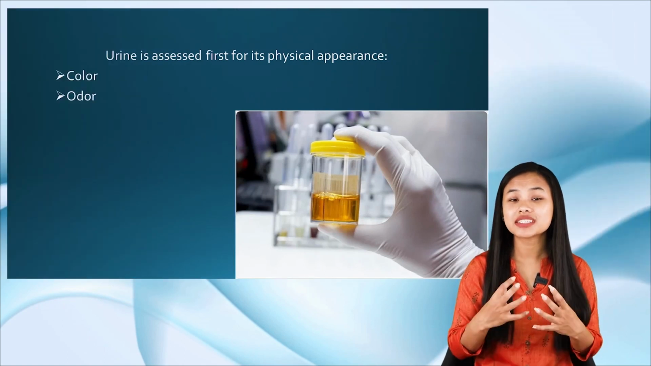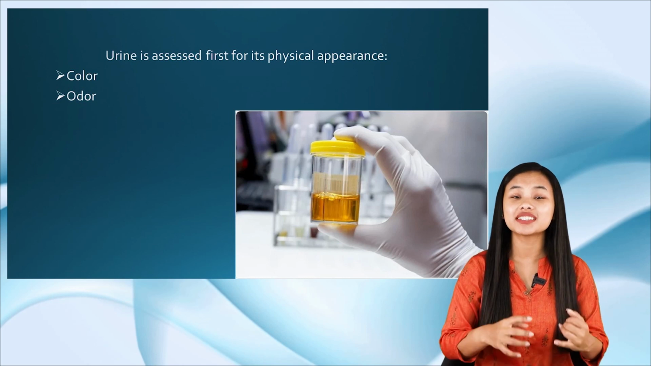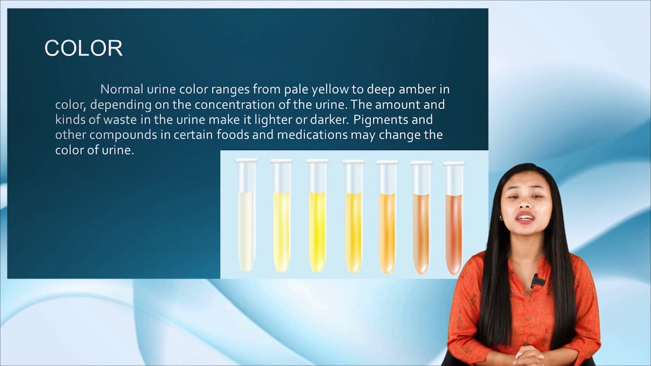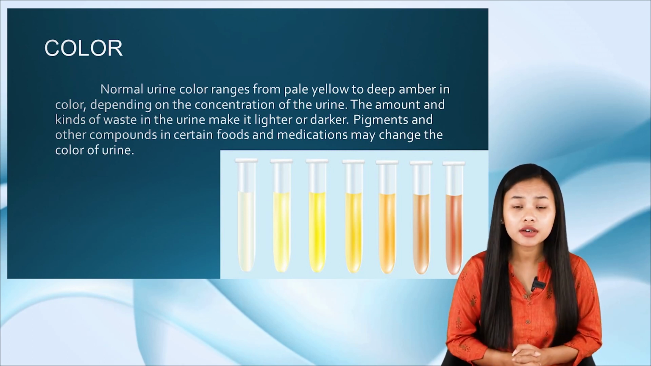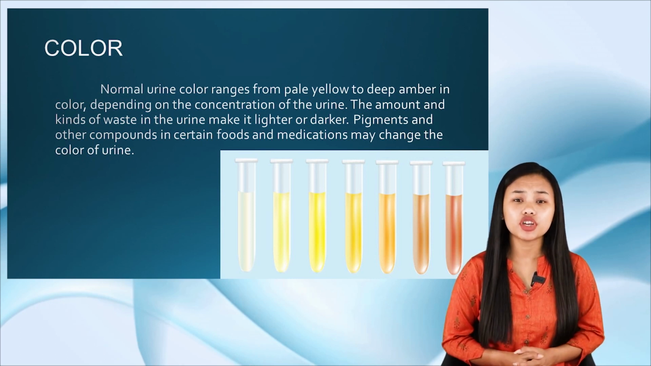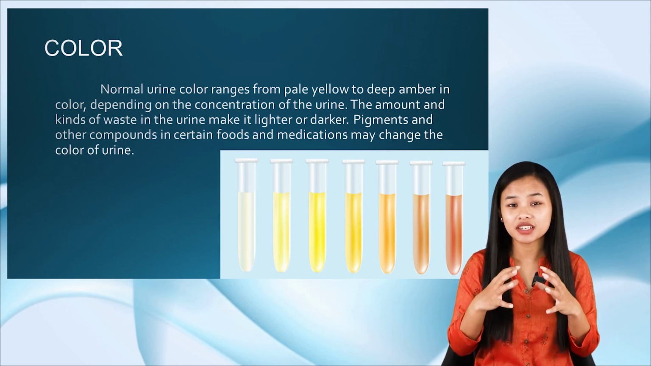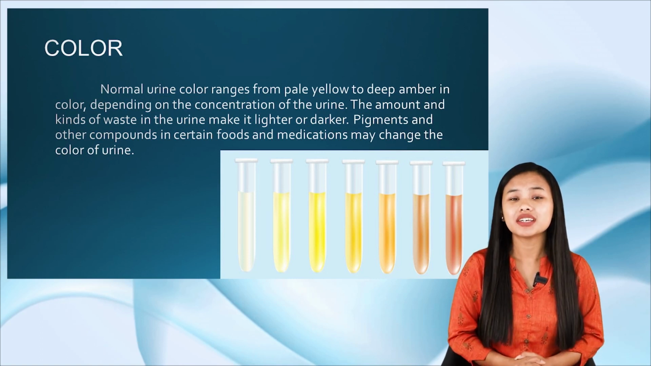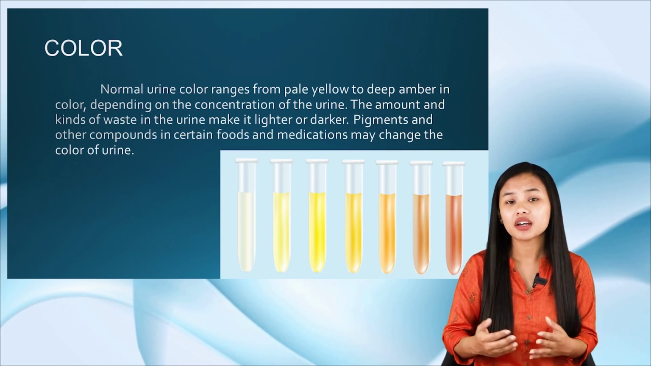So as this urine is collected, it is first assessed for its physical appearance, which is its color as well as the odor. As we know, the color of urine usually ranges from pale yellow to deep amber. However, this color may change depending on the concentration of urine as well as the amount and kinds of waste present in the urine, because these also play a major role in changing the color of the urine. It can either make the urine lighter or darker in color.